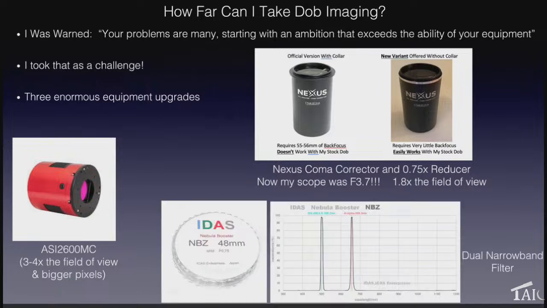And then I got a dual band, narrow band filter. I'm in light polluted skies. I want to shoot some of these dimmer nebula that are emission nebula. This cuts out essentially 94% of the light pollution, and it only lets these two narrow bands through, the oxygen and hydrogen alpha. That's the blue-green and the red that you see from emission nebula.